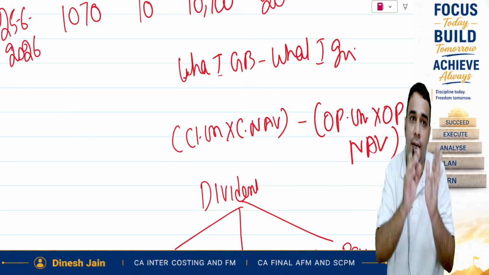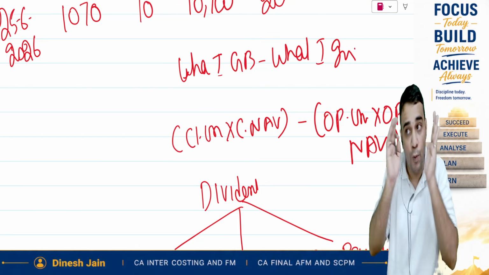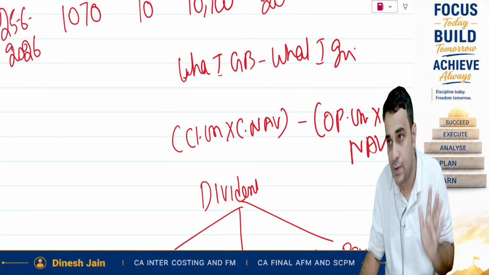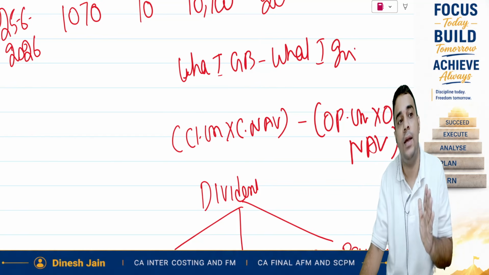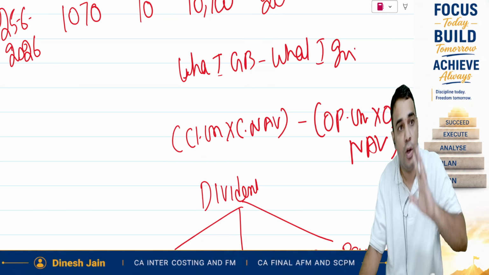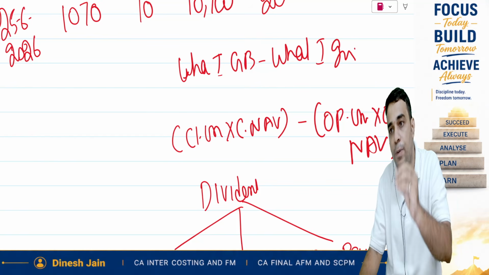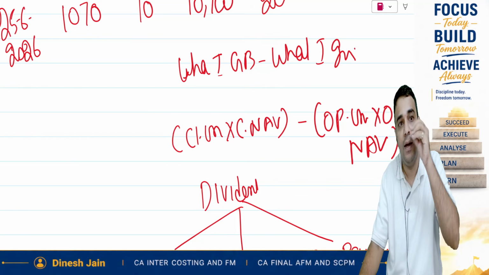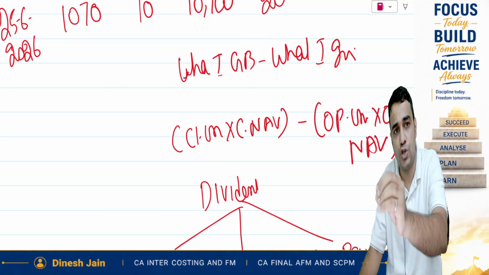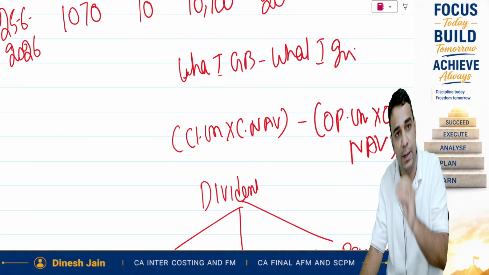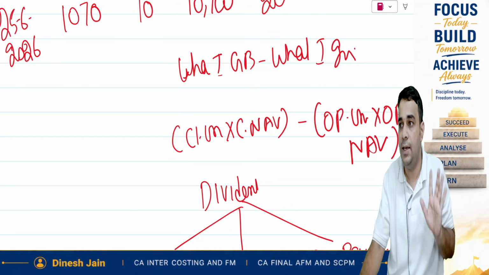Payout: what I get back minus what I give, with NAV1, NAV0, D1, CG1. Reinvestment: what I get back minus what I give. What I get back is called closing value. What I give is called opening value. Closing value is closing units into closing NAV, opening units into opening NAV. Divide by opening units into opening NAV, into 12 by M or 365 by D, into 100.